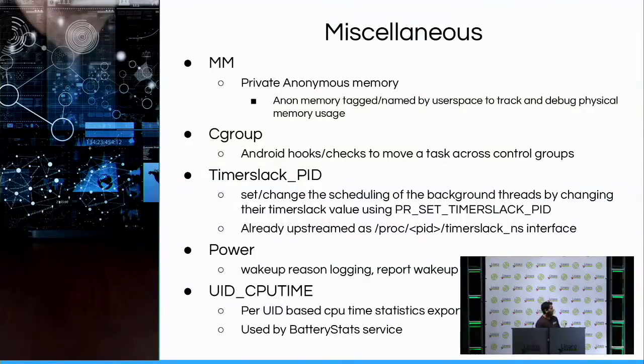Then there are a few changes in the power framework for wake-up reason logging and reporting the wake-up source. This is mainly for stats or debugging purposes: if a system is spending too much time coming out of sleep mode, what is the reason, and it will just log it there. UID CPU time is again for stats or debugging purposes, where you track CPU usage per UID, and per UID means per application. The battery service in Android uses this particular feature.